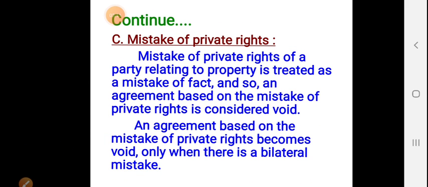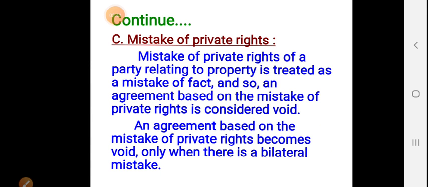Next one, mistake of private rights. A mistake of private rights of a party relating to property is treated as a mistake of fact, and so an agreement based on the mistake of private rights is considered void. An agreement based on the mistake of private rights becomes void only when there is a bilateral mistake, that is, a mistake from both the parties.